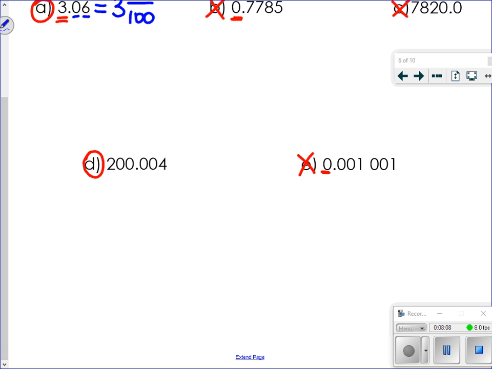Okay, what about 200 decimal 004? That means I have 200 wholes and 4. What position is that 4 in? Tenths, hundredths, thousandths. Right. 200 and 4 thousandths.